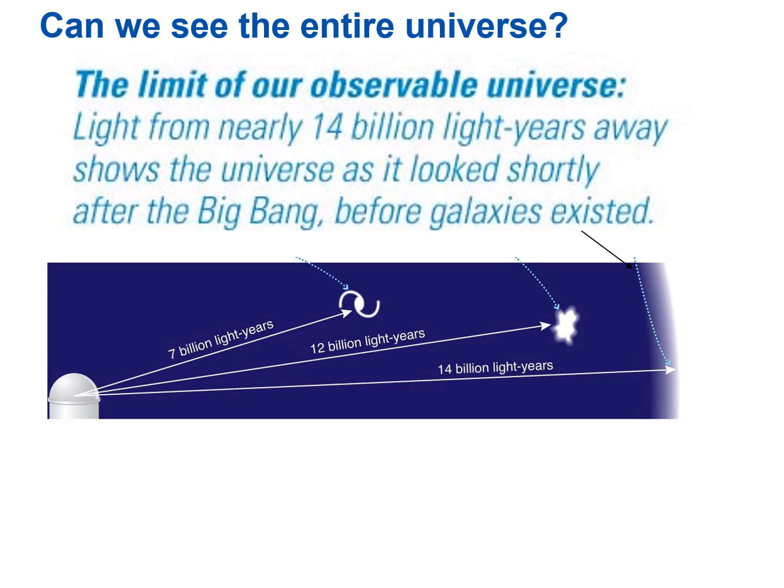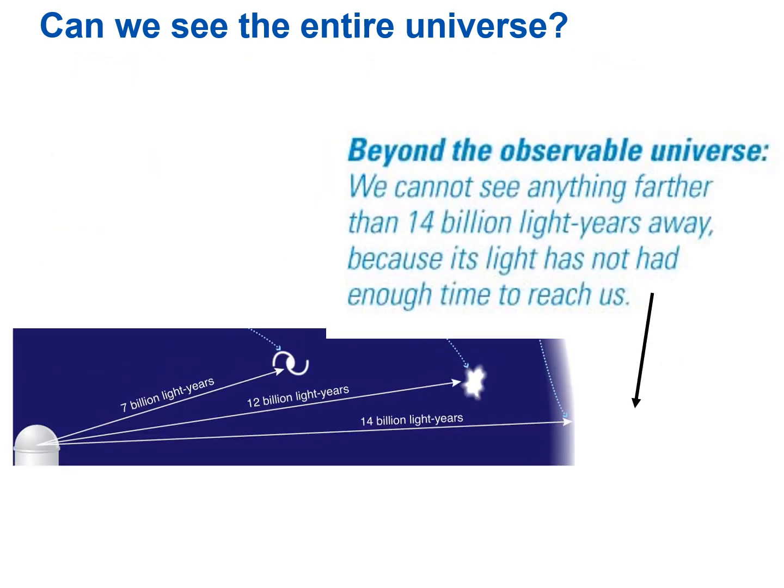There is a limit to what we call the observable universe, how far we can see. Light from almost 14 billion light years away shows the universe as it looked shortly after the beginning, which is known as the Big Bang, before galaxies existed. But we can't see any farther than that because the light from anything farther away than about 14 billion light years has not had time to reach us yet. So beyond the observable universe, we cannot see anything farther than about 14 billion light years away.